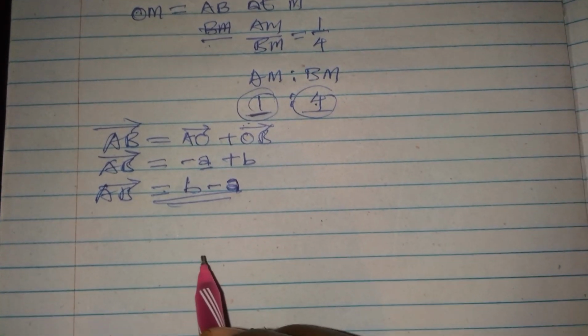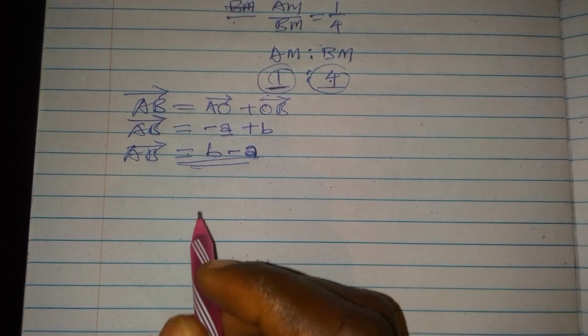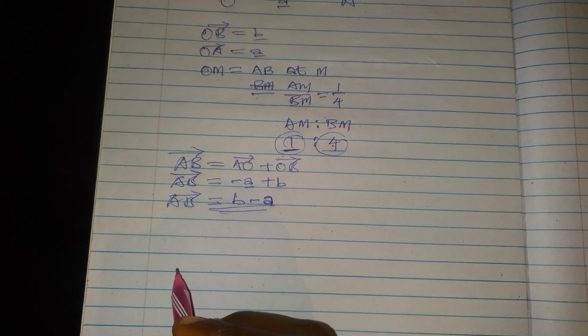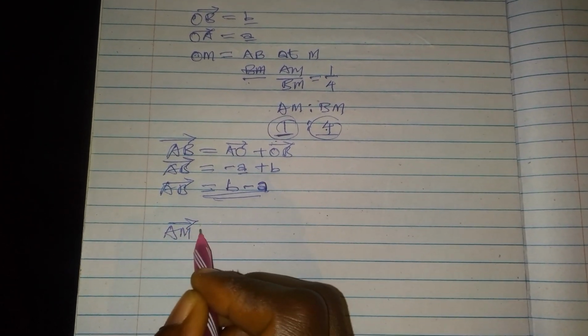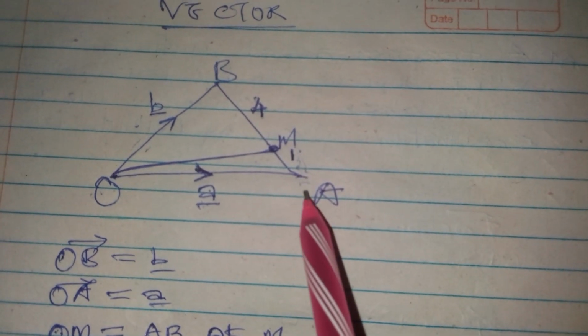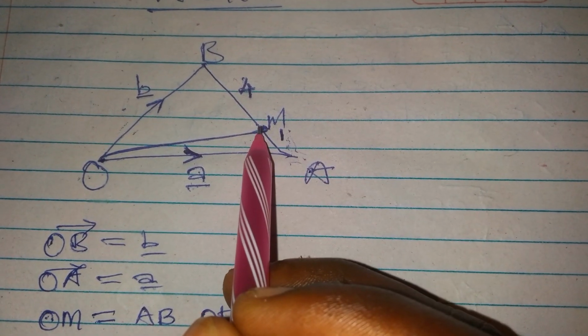Now the second question, this is where I'm going to end so that I give you a hint on how you should work with the ratio. The second question, I'm going to assume I've been given to find AM. AM is going to be equal to, AM is here. How can I move from A to M?